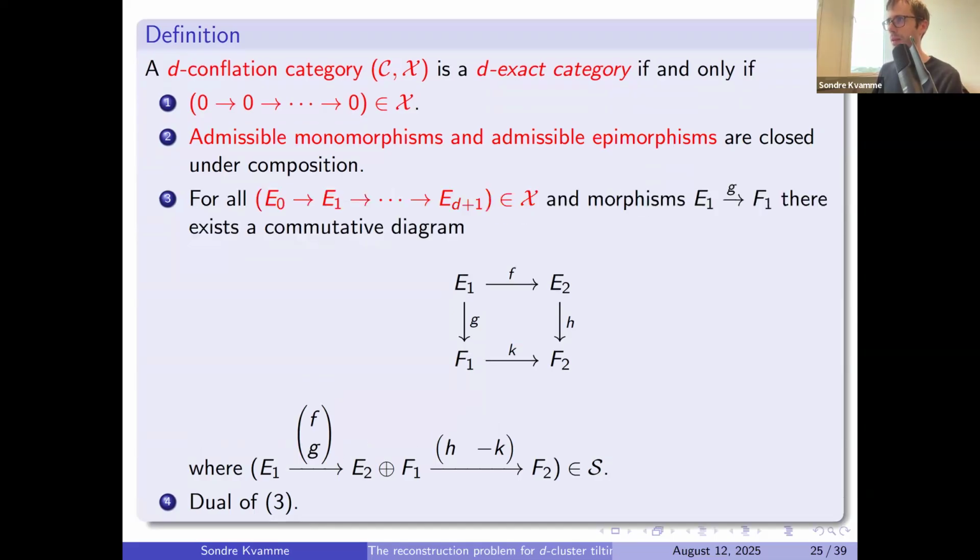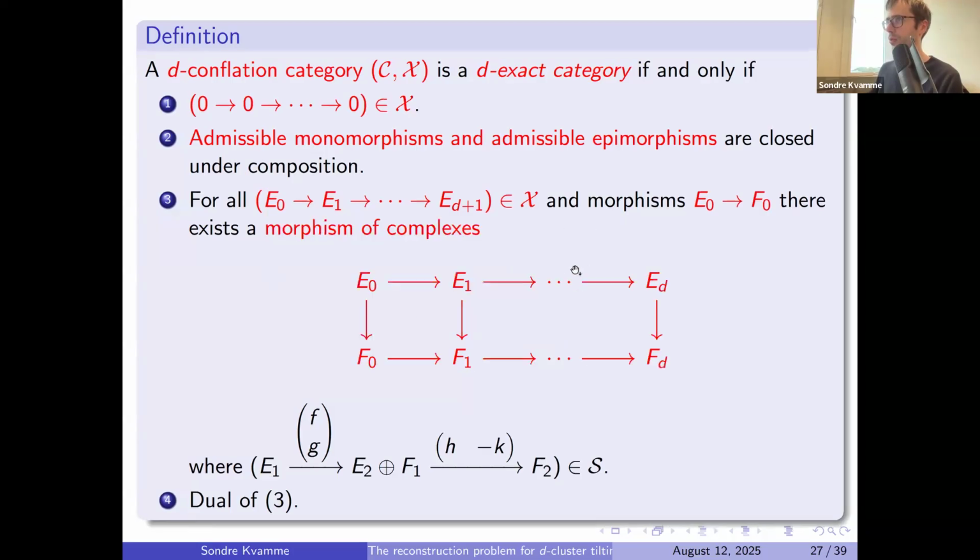And then the third axiom is maybe a bit more complicated. So now instead of starting with a conflation, we start with an admissible D-exact sequence, and we start with a morphism E0 to F0, so a morphism starting in the first object in this admissible D-exact sequence. Then instead of having a commutative diagram, you now require a morphism of complexes. Note that the top complex here is obtained from the admissible D-exact sequence just by removing the last term E_{D+1}. F0 is at the bottom here and this vertical morphism is just the morphism we are given.